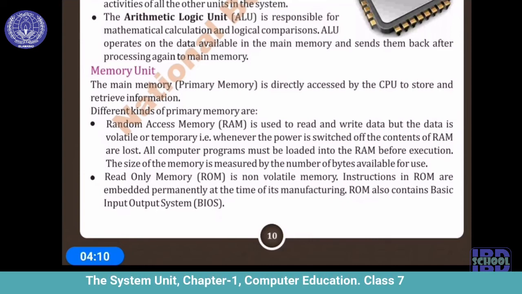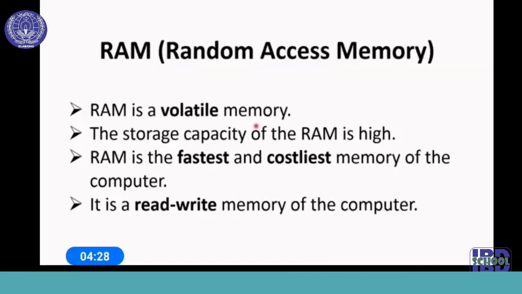First is RAM. Students, why it is called random access memory? Random access means that CPU can directly access any address location of RAM. That's why it is named as random access memory, and it is very quickly accessible. Random access memory, RAM, is a volatile memory. It stores the data till the power is switched on. Once the power goes off, the whole data in RAM gets erased.